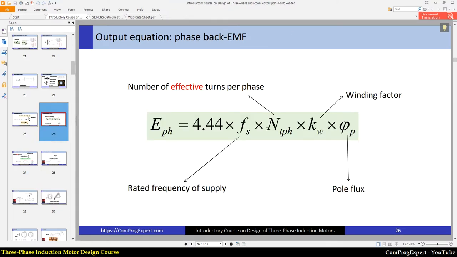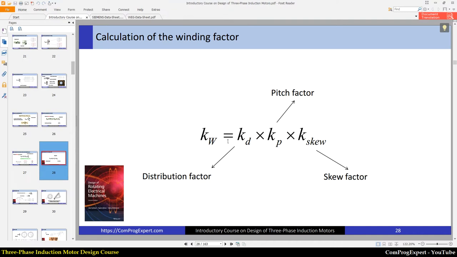So what is the winding factor? The winding factor is equal to the distribution factor times the pitch factor times the skew factor. So our stator winding is a distributed winding, right? You can refer to this textbook that is one of our references. In chapter 2, you can read about different winding types in electric machines, right? So the winding factor for a distributed winding is equal to this product. We have 3 factors: distribution factor, pitch factor, and skew factor.